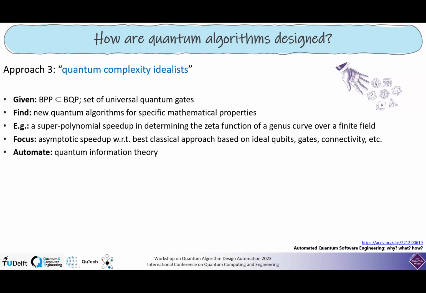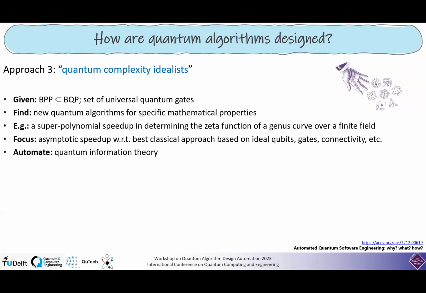So what we are after over here is an asymptotic speedup with respect to the best classical algorithms, considering everything else has been taken care of by the engineers. So we have ideal qubits, gates, connectivity, crosstalk, and this. What can we automate over here is we can entirely embed quantum information theory within the agent or the automation engine and try to see if data science.